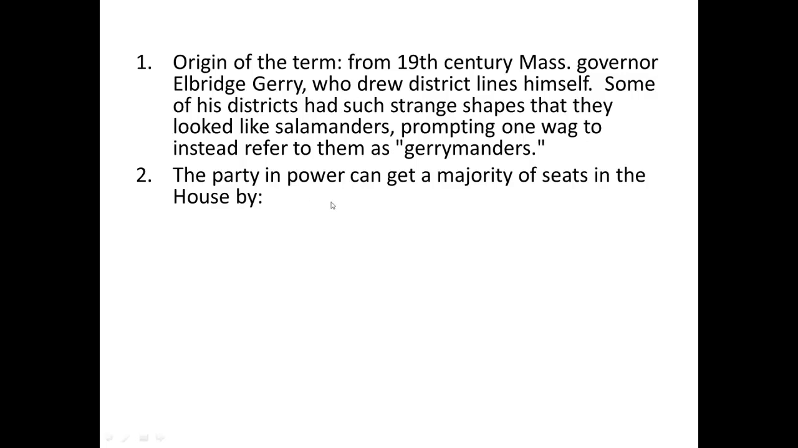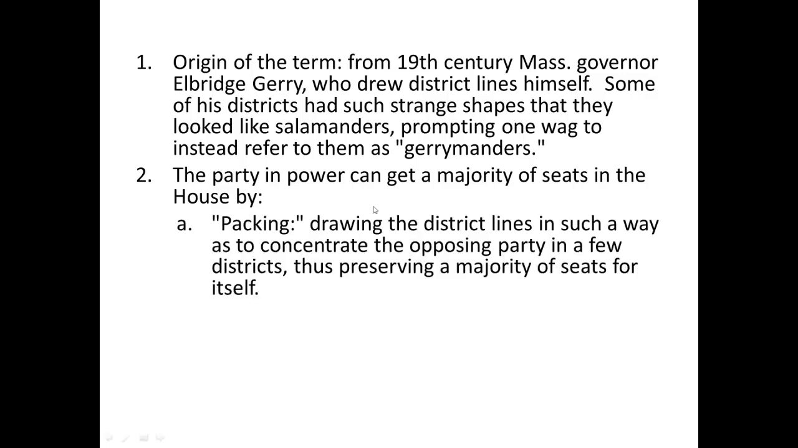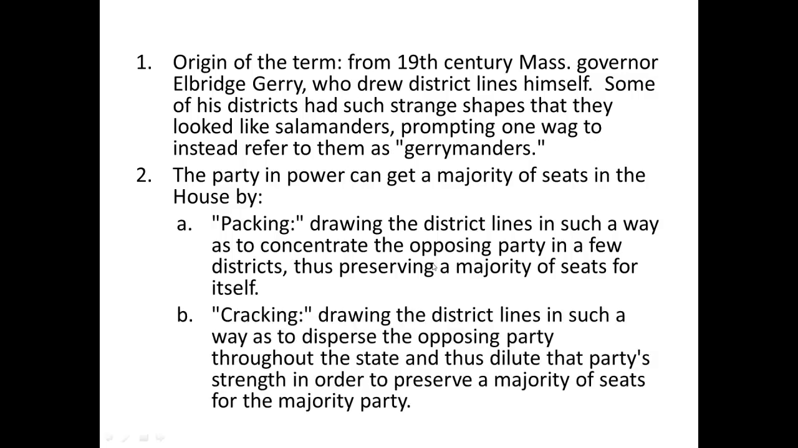The party in power can get a majority of seats in the House by packing, drawing district lines in such a way as to concentrate the opposing party in few districts. So let's say you want the Democrats to win, you throw all the Republicans into one area and then break up Democrats into a whole bunch so they can maybe win 3 places and Republicans can only win 1, or vice versa. We played a game in class where you kind of did this on your paper.